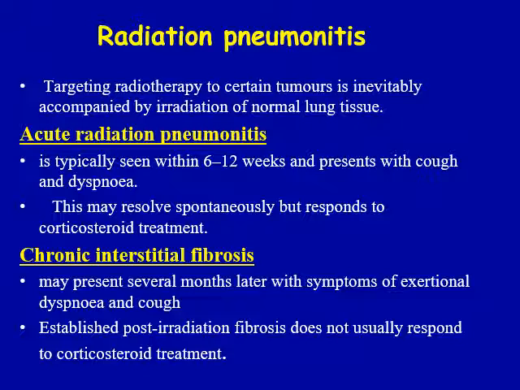The chronic interstitial fibrosis or chronic interstitial pneumonitis may present several months after the radiation, and also presents with exertional dyspnea and cough. And the established post-irradiation fibrosis does not usually respond to corticosteroid treatment.